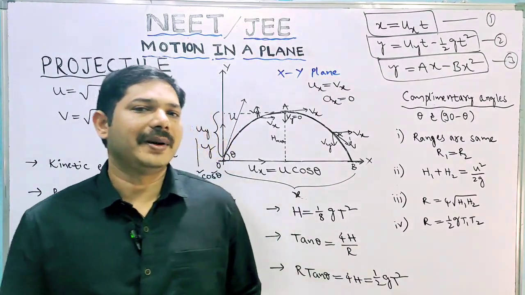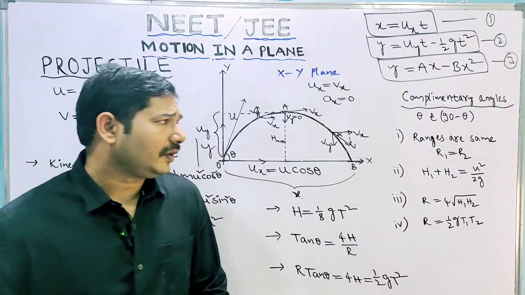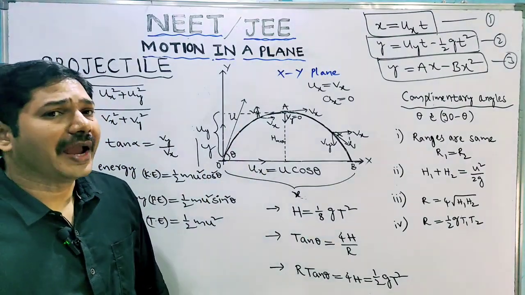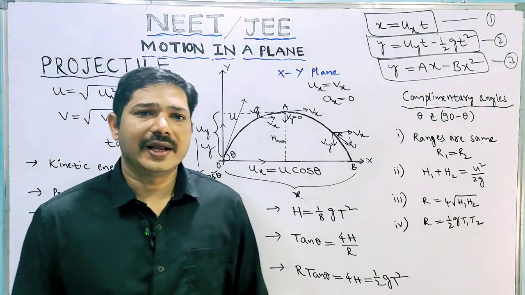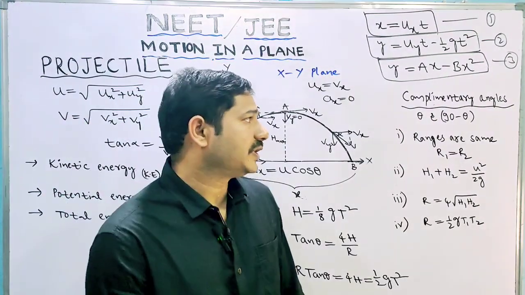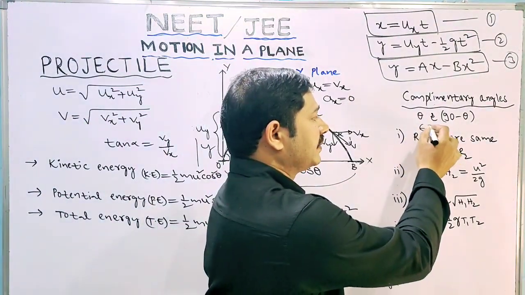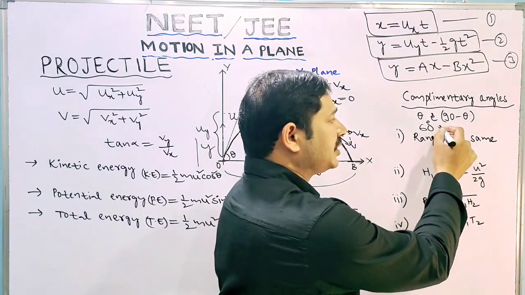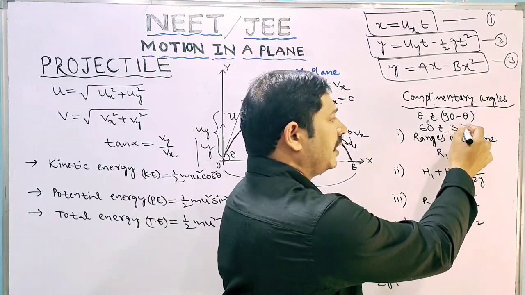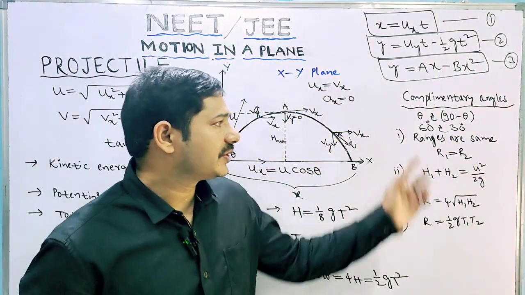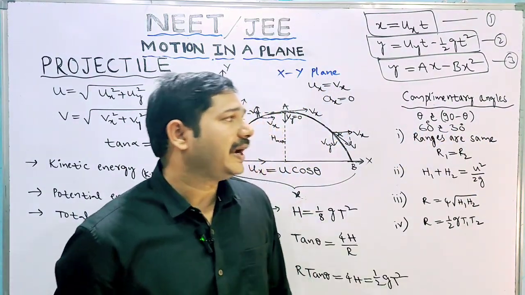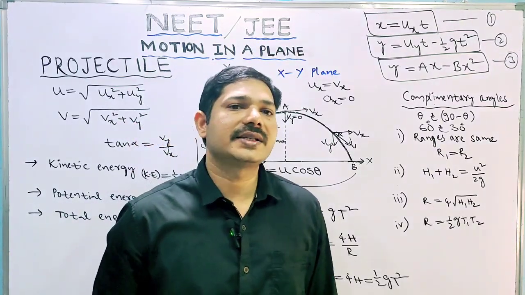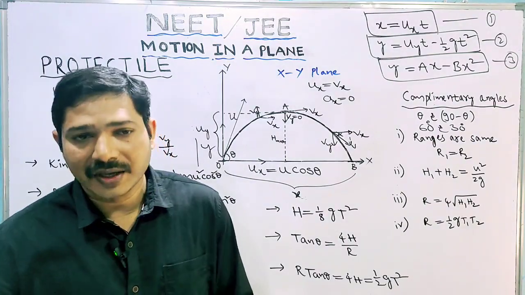What are complementary angles? Here, for example, this is theta, and another is 90 minus theta. For example, I am taking theta as 60 degrees. Then 90 minus 60 is 30 degrees. For these two values, 60 degrees and 30 degrees, the ranges are same. How?